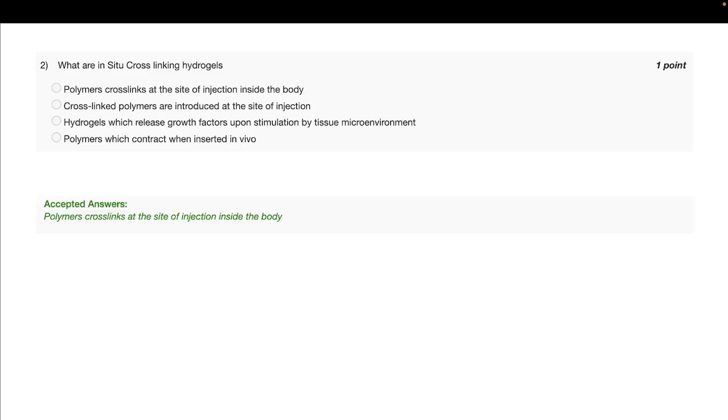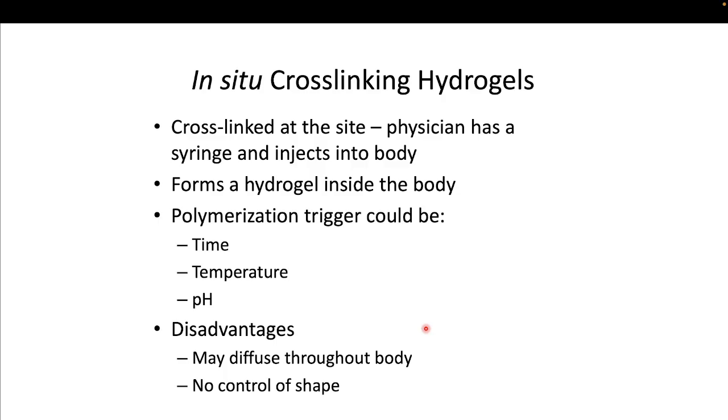So, whoever answered in the chat box, you're perfectly correct. The correct answer is polymers that cross-link at the site of injection inside the body. So that's what in situ cross-linking hydrogels are. You have your syringes ready, and let's say you have two different components. You have two syringes. One has the polymer, one has the drug. You inject both in the patient's body, and that's where your hydrogel is going to form. So the concept of hydrogels that we were discussing was you already form the hydrogel and then you implant it, or you inject it into the patient's body, or you can have something like in situ cross-linking hydrogels.